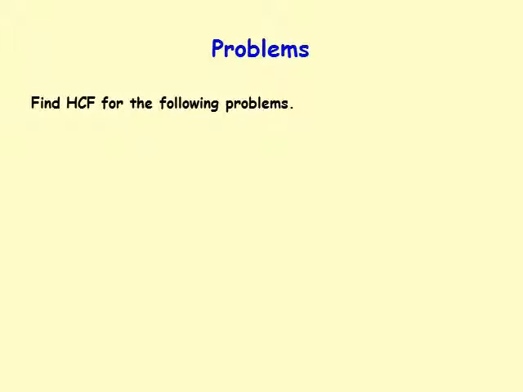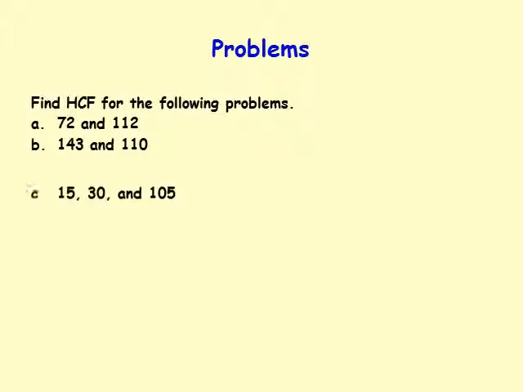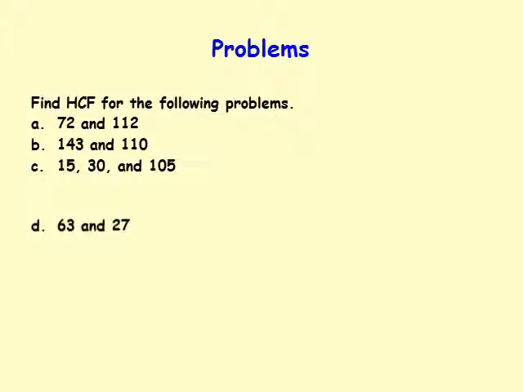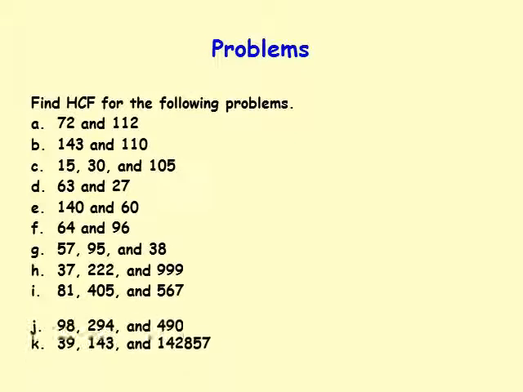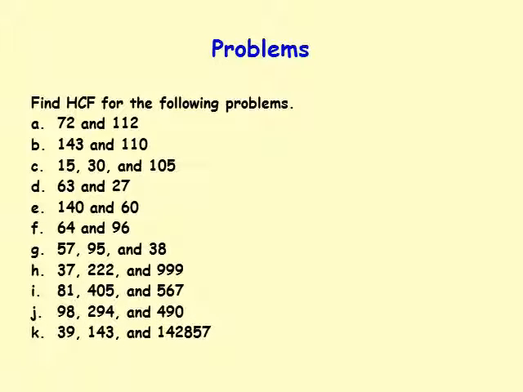Some problems here. Find the HCF of the following: 72 and 112. The next is 143 and 110. Next is 15, 30 and 105. Next is 63 and 27. Then 140 and 160, 64 and 96. Then 57, 95 and 38. Then 37, 222 and 999. 81, 405 and 567. Then 98, 294 and 490. And 39, 143 and 142857. Okay, let us continue from here.